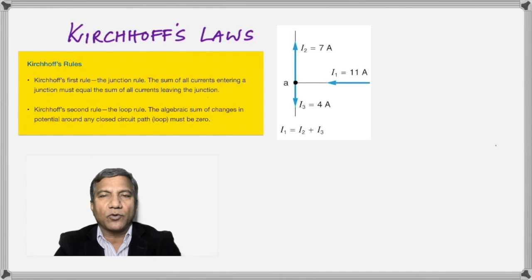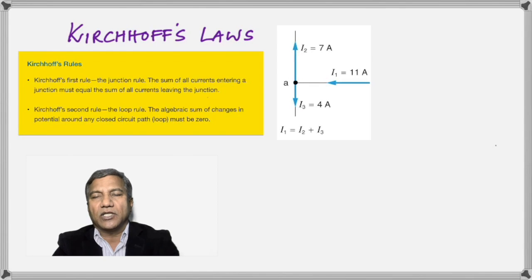Now the currents flowing in are taken as positive and currents flowing out are taken as negative. So that means I1 is positive, so I1 minus I2 minus I3 is going to be 0. So that's how you apply the junction rule.